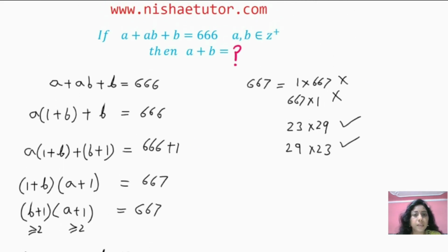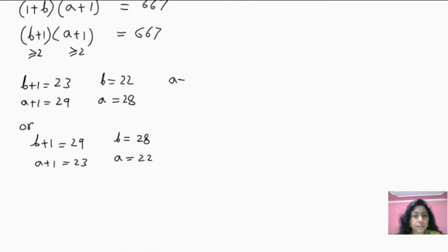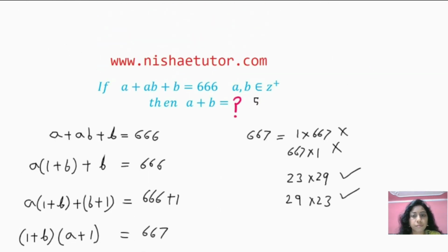And here it is asking for the value of a + b. With a = 28 and b = 22, a + b is 50. Here also a + b is 50, because a = 22 and b = 28. So in both cases the value of a + b is 50, and this is our answer. If a + ab + b = 666, then a + b is 50.